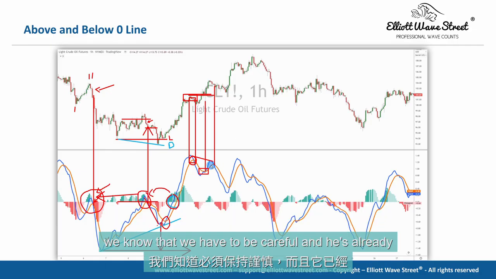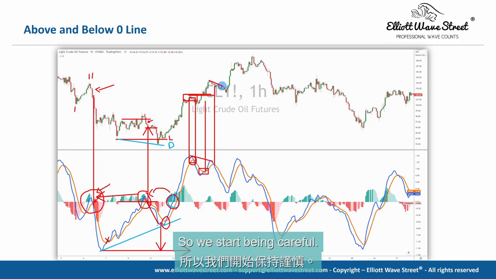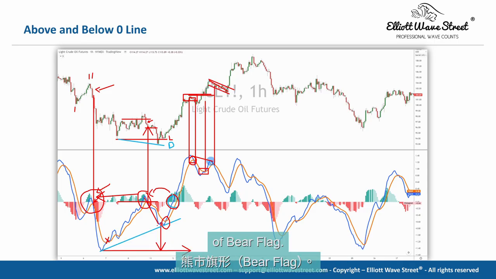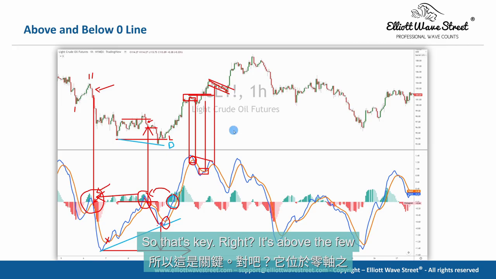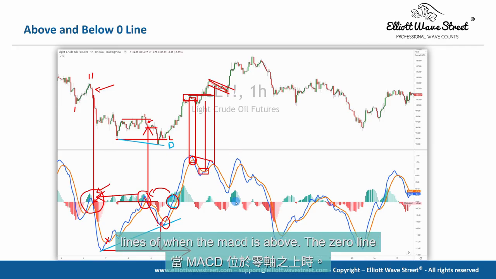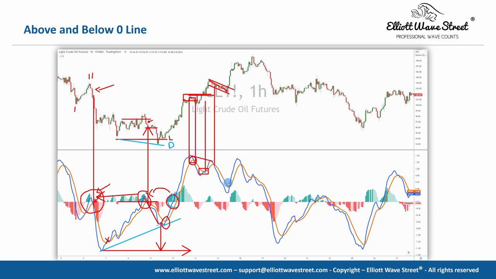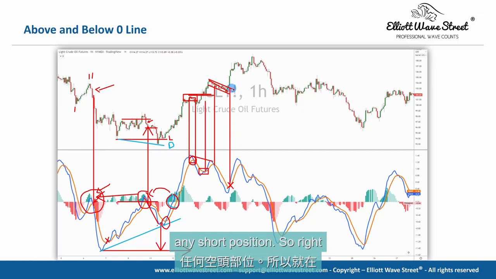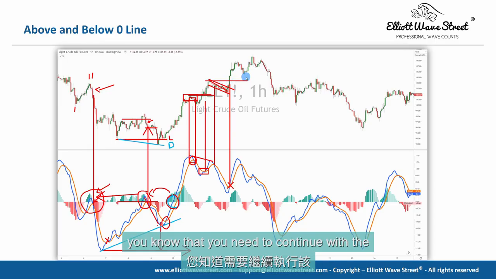So we start being careful. The next leg, right here, the price makes this sort of bear flag. The MACD moves down, but it's above the zero line. So that's key, right? It's above the zero line. So when the MACD is above the zero line, it's telling that the market is bullish. So if we have a bullish signal right here, like this one, it's going to tell you that you should go long or close any short position. So right there is the area where you know that you need to continue with the trend.